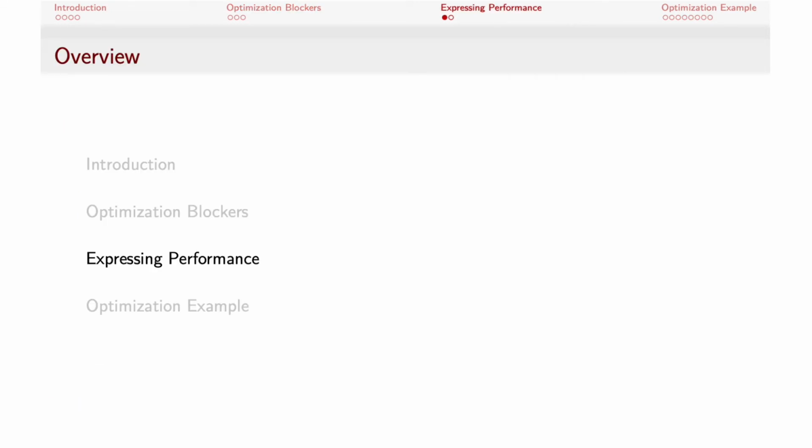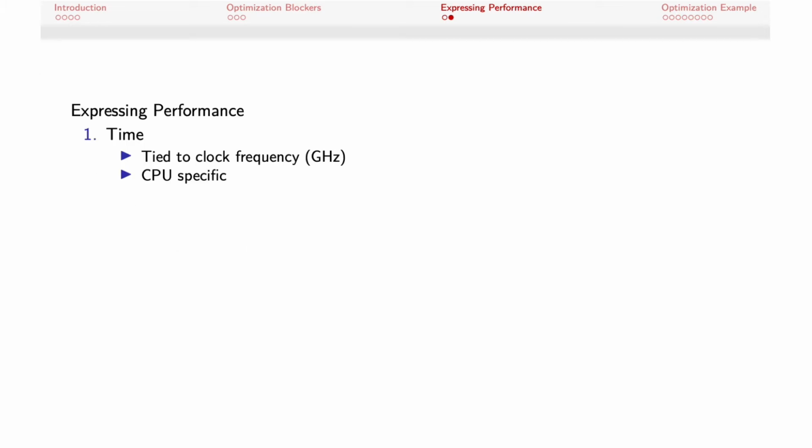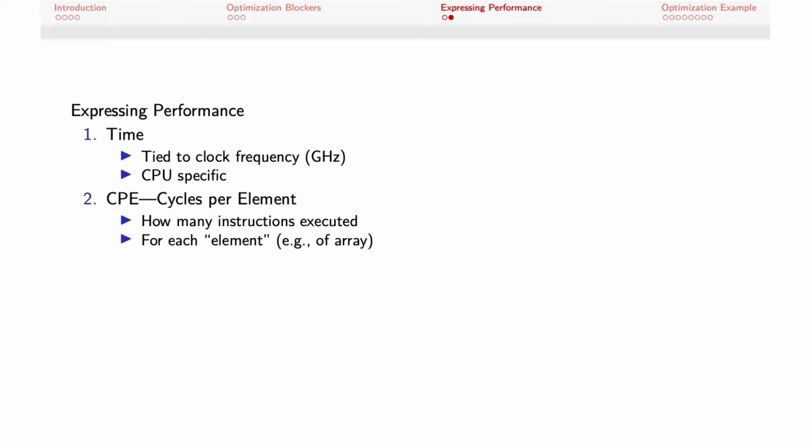Let's turn our attention to how we might express the performance of different implementations of the same algorithm. An obvious way to talk about performance is to just talk about the amount of time it takes for a particular function to run. There's a lot of challenges associated with doing it that way, though, because we might run it on a different computer that has a different clock speed or a different operating system or a different mix of other processes that are running on that machine. So it's a little dodgy, a little CPU specific to try to measure things just according to the wall clock time. An alternative to that is to think about something called cycles per element.